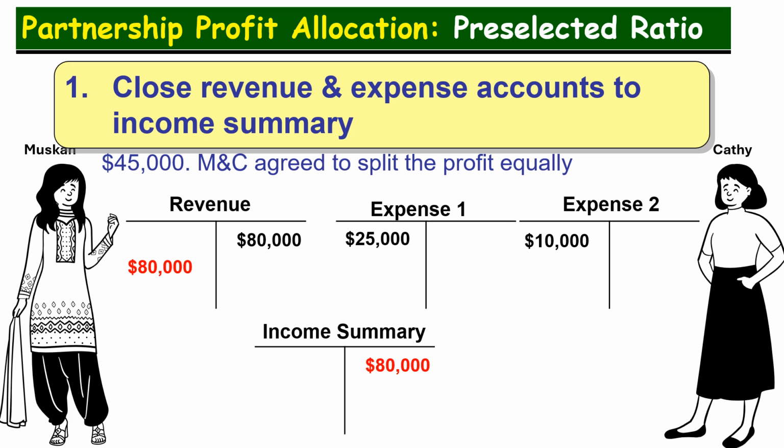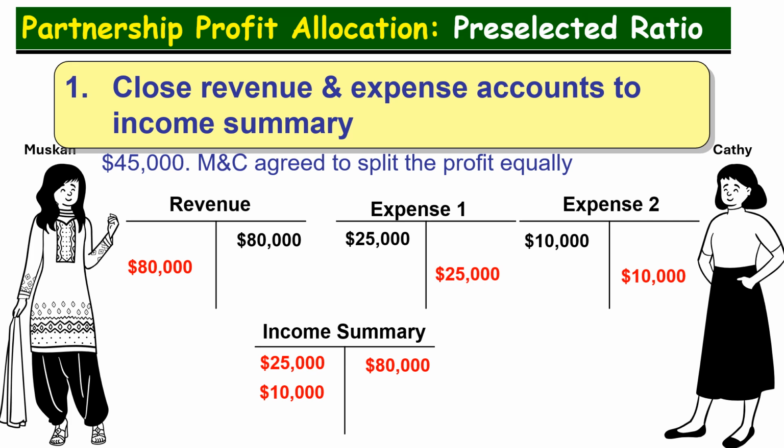Expenses have a $25,000 balance on the debit side. To close it, I need to put 25,000 on the credit side. So I will credit expense number 1 and debit the income summary. 25,000 will cancel, leaving you a zero balance. The same thing we will do with expense number 2. So credit the expense number 2 account and debit the income summary.